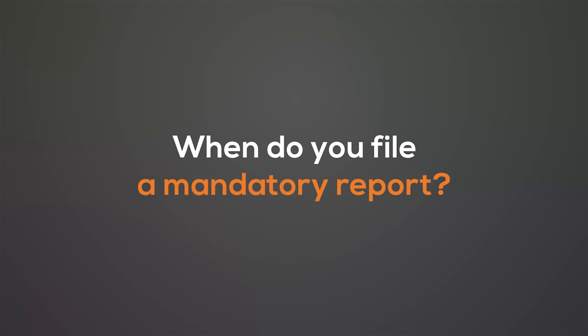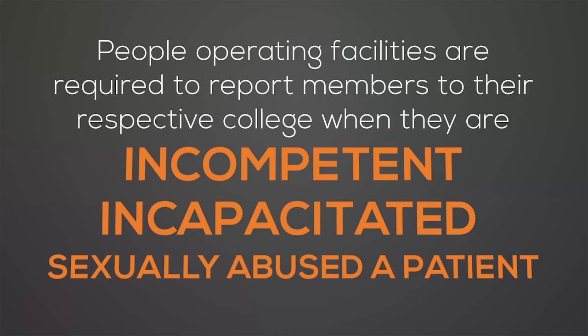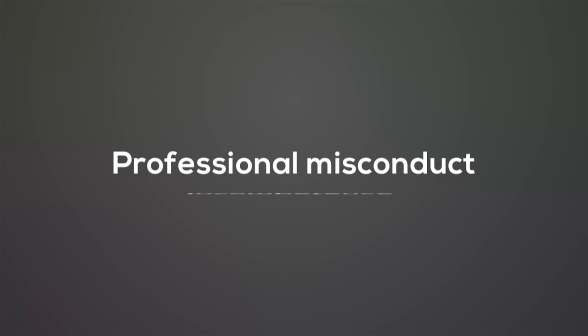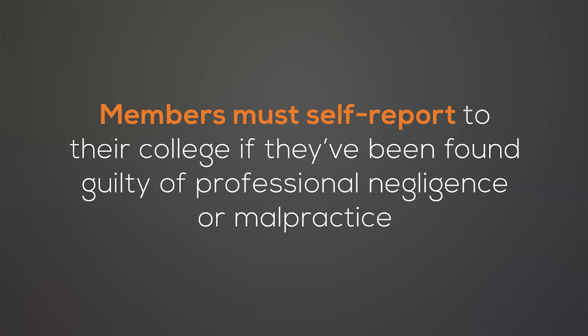In addition to the mandatory sexual abuse reporting provisions, the RHPA also includes a number of other mandatory reporting obligations. These include a requirement for people operating facilities to report members to their respective colleges when they are incompetent, incapacitated, or if they have sexually abused a patient. People who terminate the employment or revoke or suspend the privileges of a member, or who dissolve a partnership or association with a member due to professional misconduct, incompetence, or incapacity, must also report these changes to the member's respective college. Members must also self-report to their college if they've been found guilty of professional negligence or malpractice.